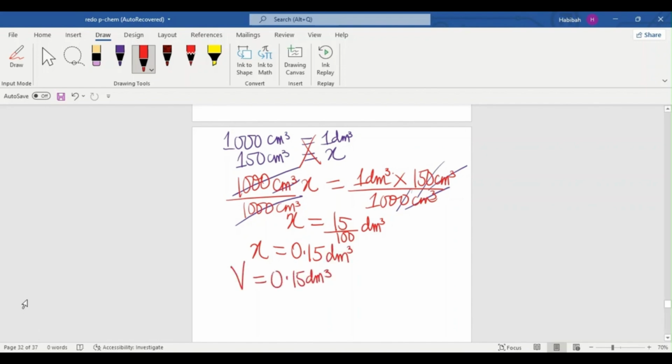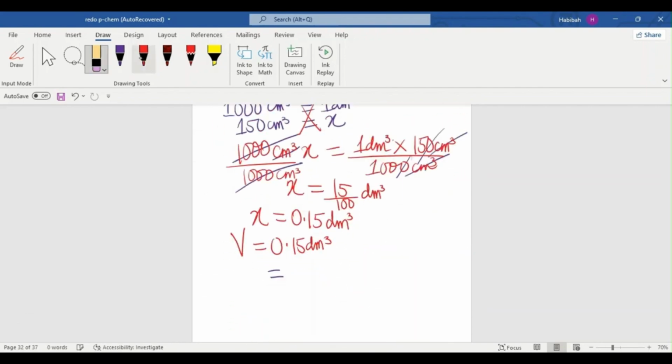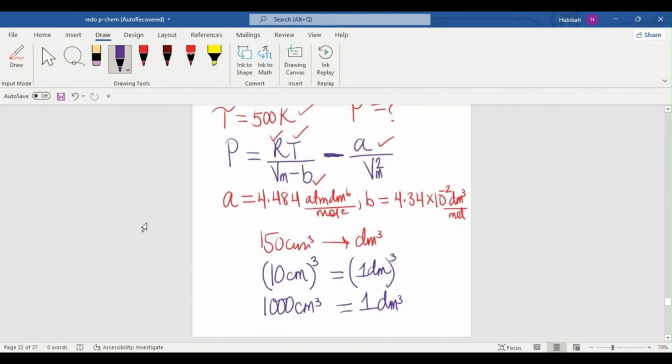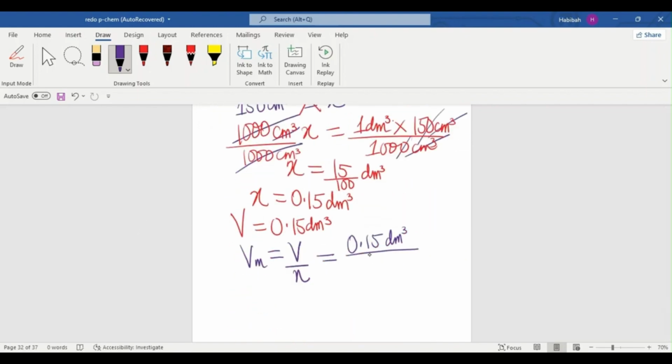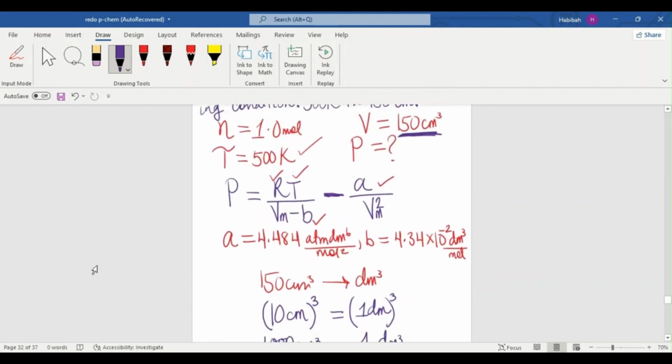Now we've successfully found what volume is in decimeter cubed. Now we can determine the molar volume. So molar volume is just volume divided by number of moles. So that would be 0.15 decimeter cubed divided by the number of moles, which is 1.0 mole. So the molar volume is just going to be 0.15 decimeter cubed per mole. So successfully, we've determined what the molar volume is, and we have all the parameters that we need.